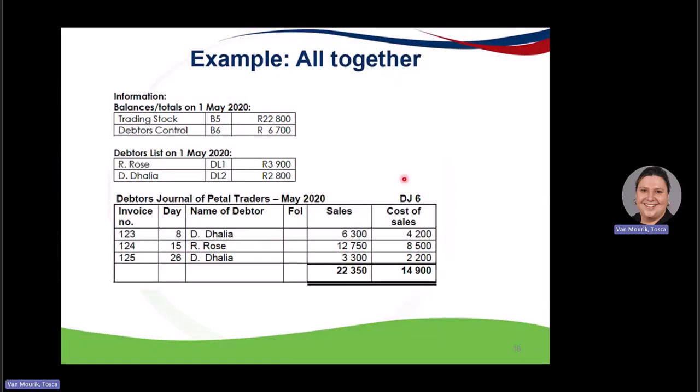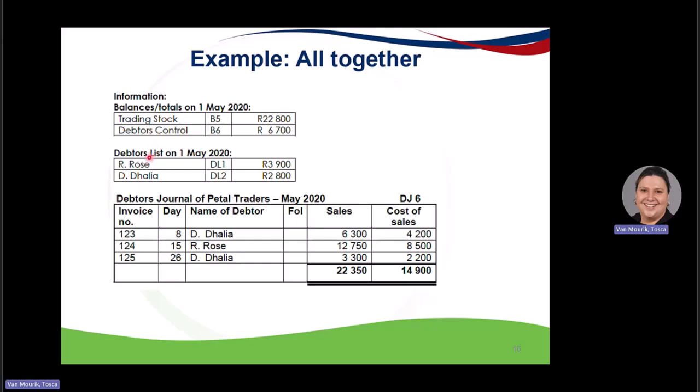Okay, let's put everything together now with a simple calculation, but I want to let you see the feeling that we have with all the bits of information that we have just discussed, but that we put it together. So we give you the balances on 1 May 2020. Trading stock has a balance of 22,800, so that's our opening balance. And our debtors control opening balance is 6,700. Remember, we said that the debtors control is just a summary of what is happening in your debtors ledger.